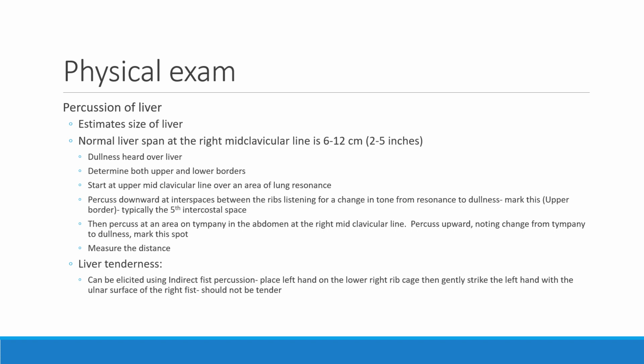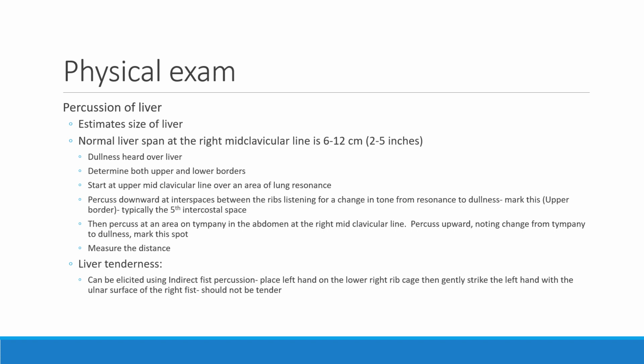You need to determine both the upper and lower borders. So typically it's recommended you start at the upper midclavicular line over an area of lung resonance and percuss downward at interspaces between the ribs, listening for a change in the tone from resonance to dullness. And then you're going to mark that upper border. It's typically near the 5th intercostal space.